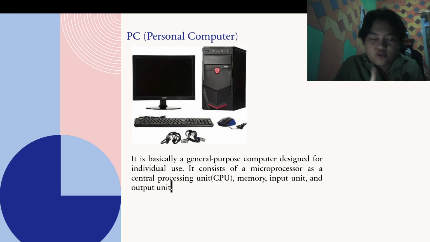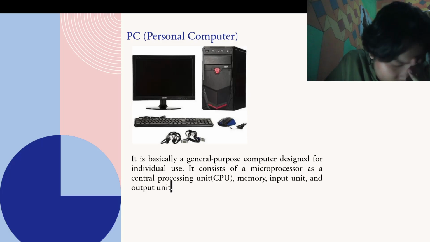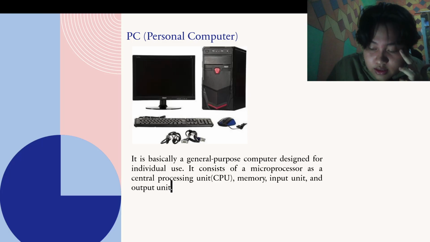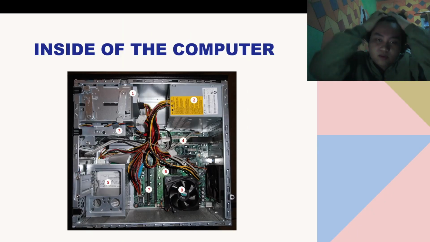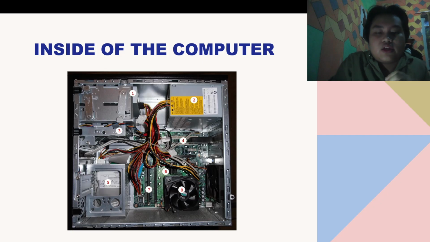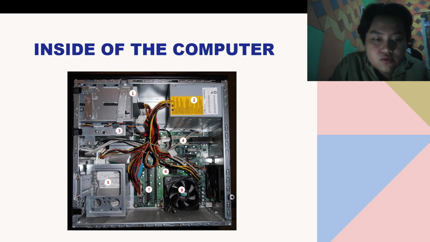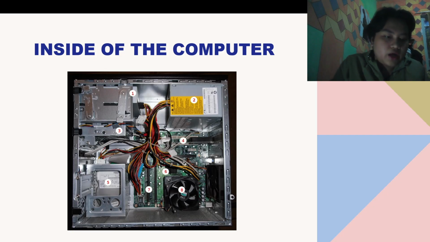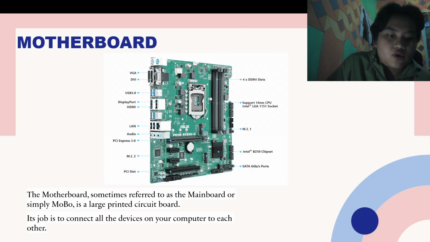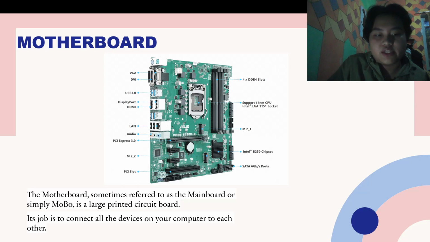Now we're going to talk about computers. I'm not going to forget to talk about the inside of computers. The inside of a computer has many things, like the human body. A computer needs components to make it run. Like a computer has a motherboard, a CPU, RAM, storage, a PSU, CPU fans, cables, and the case itself. The motherboard, sometimes referred to as the mainboard, or simply a mobo, is a large printed circuit board. Its job is to connect all the devices on the computer to each other.